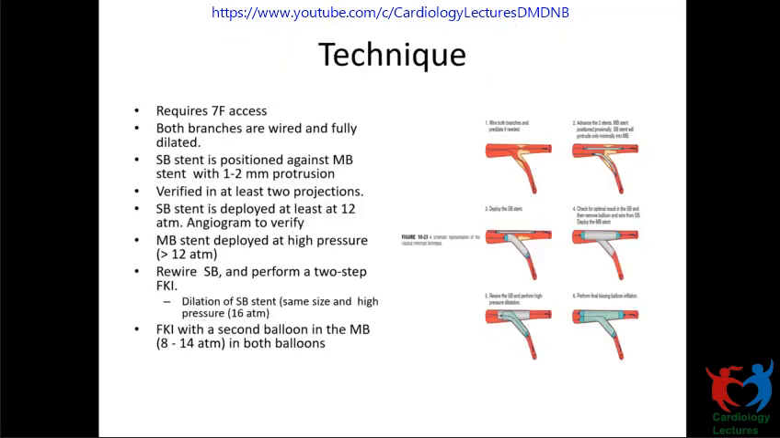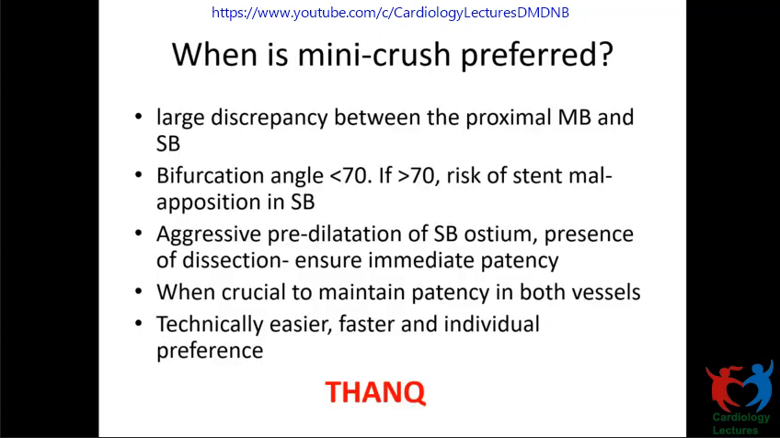So this procedure has already been described. And when is a mini crush preferred especially? It is especially preferred when it is crucial to maintain patency in both vessels. It's technically easier, faster, and it's an individual preference. The main thing is when the bifurcation angle is less than 70, and there is a large discrepancy between the proximal main branch and the side branch. These are the points which should be taken into account when you consider the mini crush. Thank you.